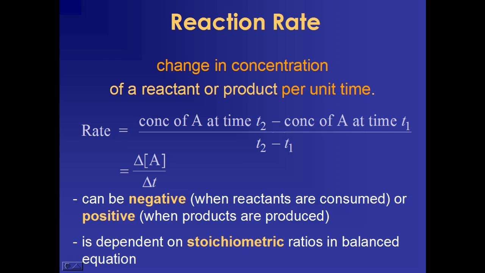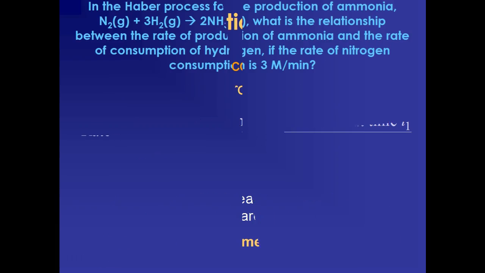When you're comparing rates of a reactant to a product, or a product to another product, or even a reactant to a reactant, we can determine what those rates are based on the stoichiometric ratios that are present in our balanced equation. So here we're looking at the reaction in which ammonia is made between nitrogen and hydrogen, and we see that it makes 2 ammonia molecules. We want to know what the production rate is for ammonia and the consumption rate for hydrogen if nitrogen is consumed at a rate of 3 molar per minute.